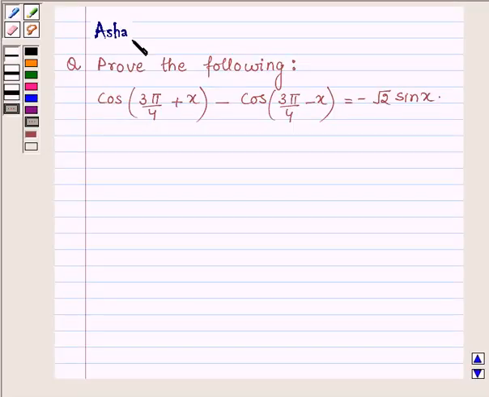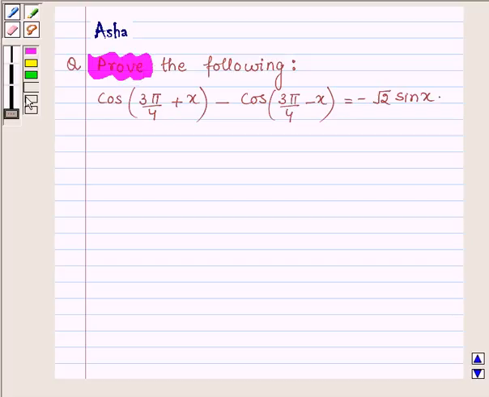Welcome to the session. I'm Asha and I'm going to help you with the following question, which says, prove the following. Cos 3 pi upon 4 plus x minus cos 3 pi upon 4 minus x is equal to minus root over 2 sine x.